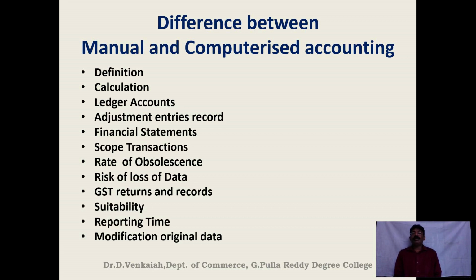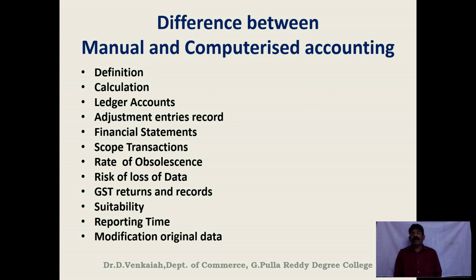Now we will compare very quickly what computerized accounting and manual accounting are, and the difference between them. Definition: in manual accounting, people process it, and in computerized accounting, the system processes it. Manual calculations take much time and errors are possible. In computerized accounting, you just have to enter the journal entries correctly: if it is debit, enter the debit, and if it is credit, enter the credit. Everything will be done by the software.